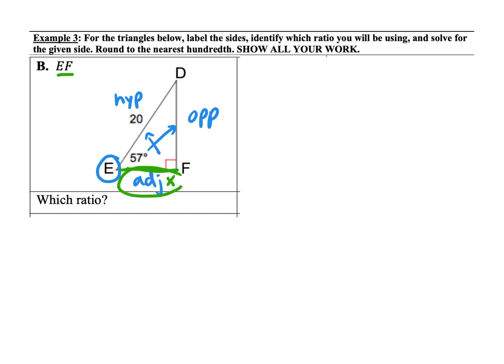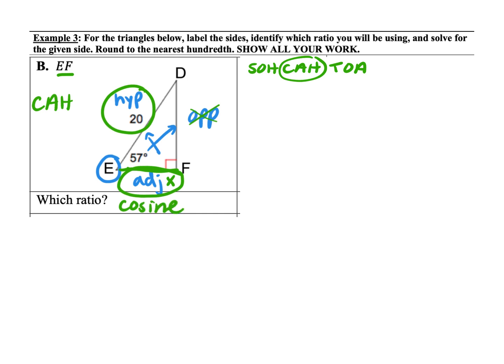Focus on the two sides now, the one we want to find and the one we know. You can ignore the opposite because we don't need that one. So if you go back to your SOHCAHTOA ratio, look at which one uses both H and A in the same ratio. And the one with H and A is the CA of SOHCAHTOA. So that means we need a cosine ratio.